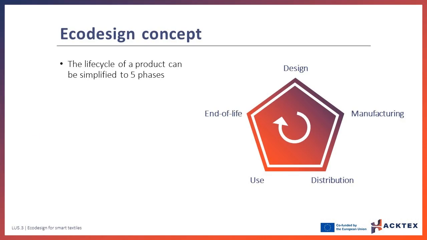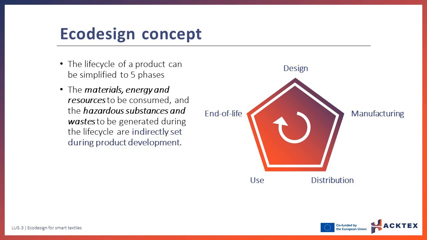The life cycle of a product can be simplified to these 5 phases: design, manufacturing, distribution, use, and end of life. The materials consumption, energy and resources use, release of hazardous substances, or waste generation are mainly associated to the manufacturing, distribution, use, and end-of-life management phases of the product life cycle.